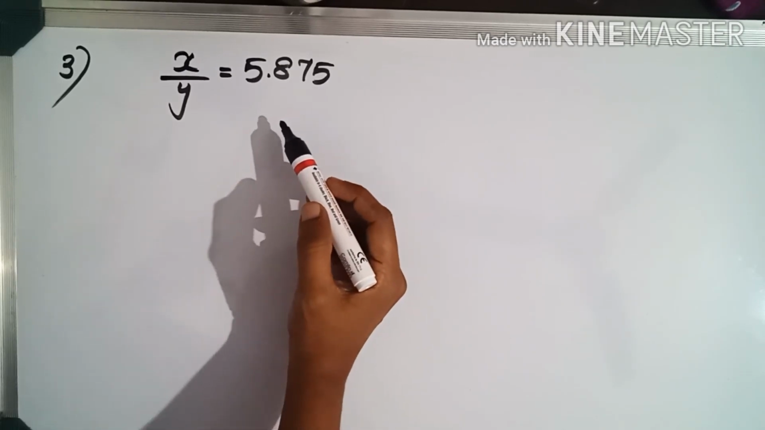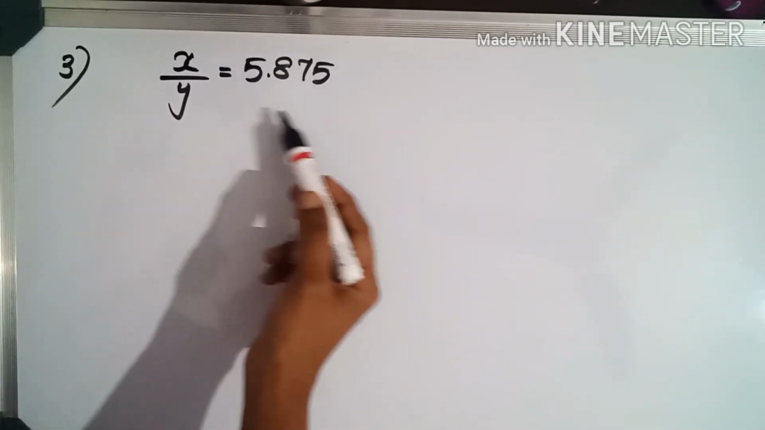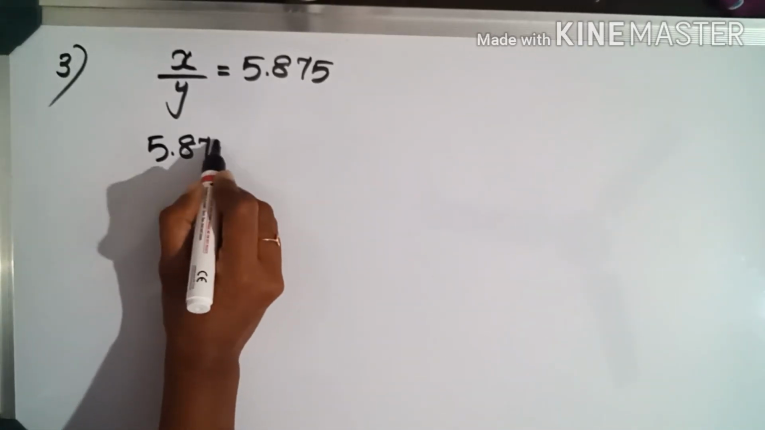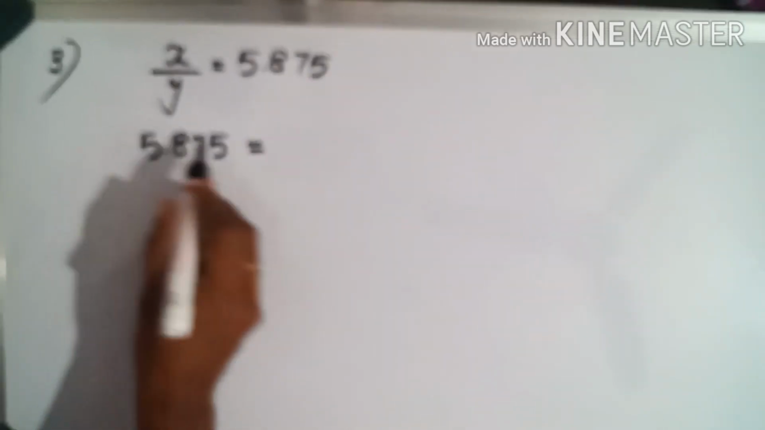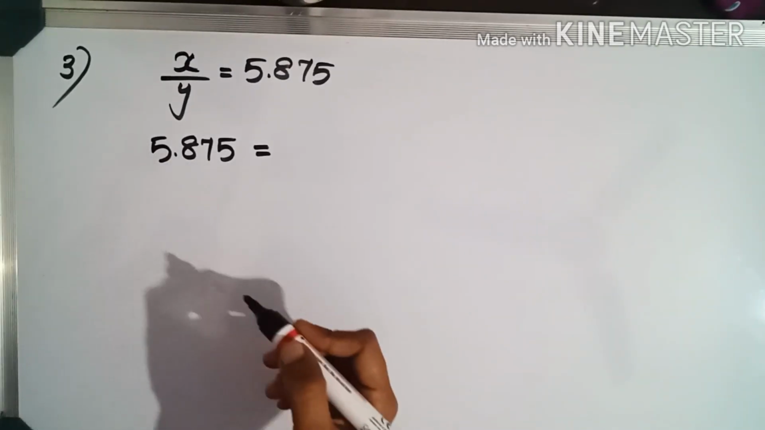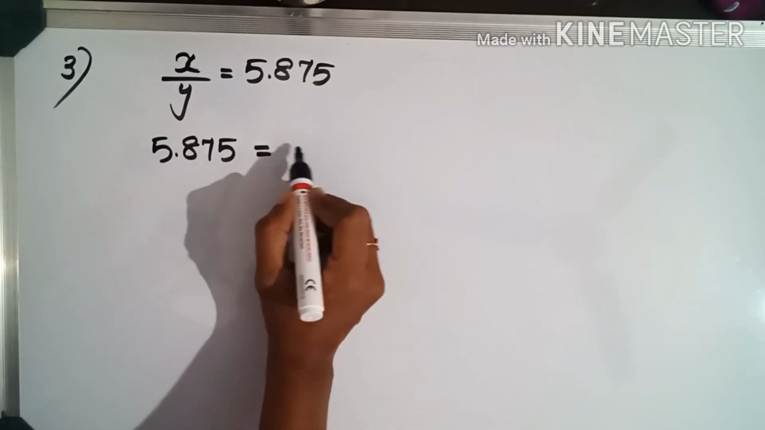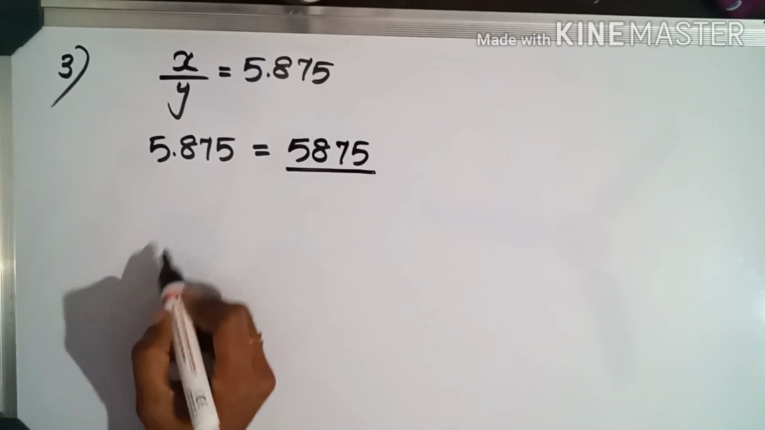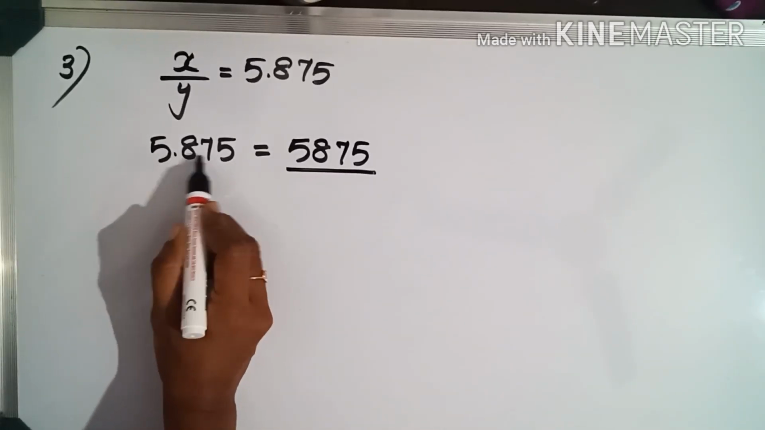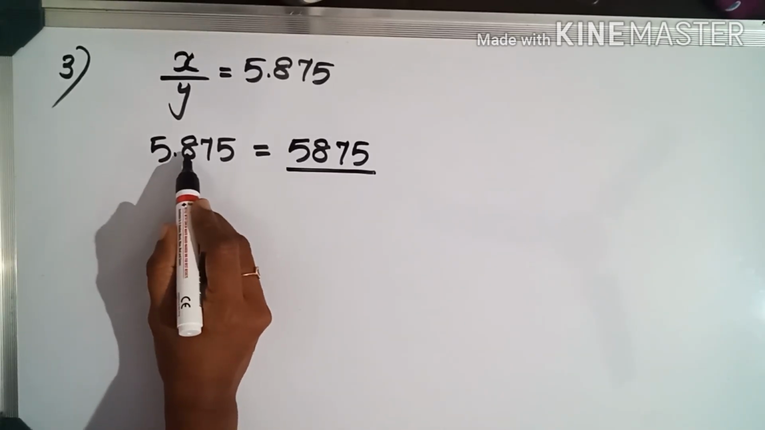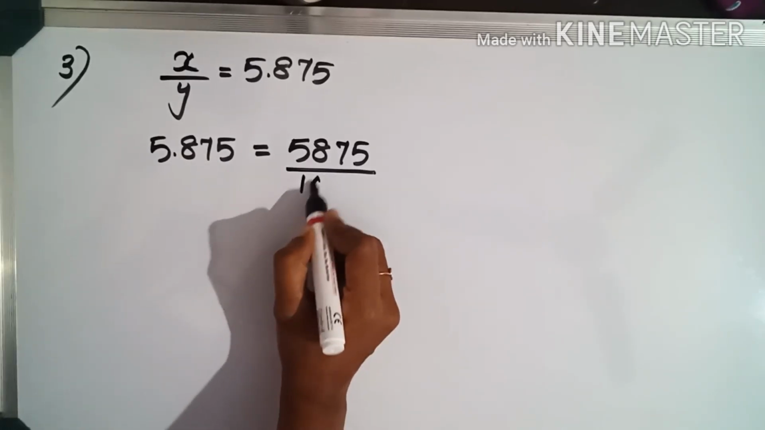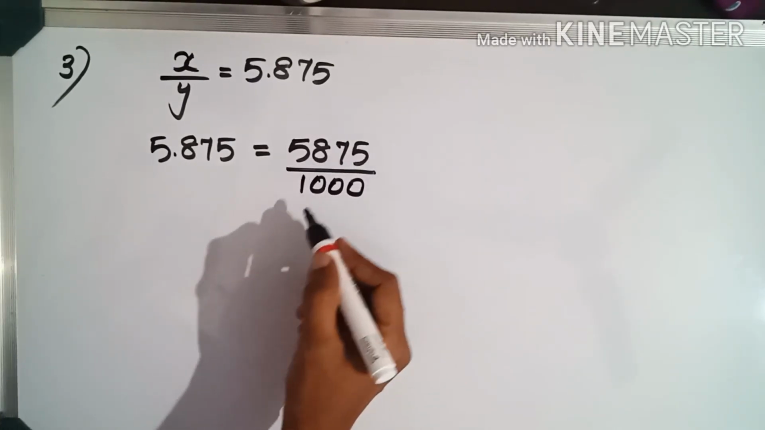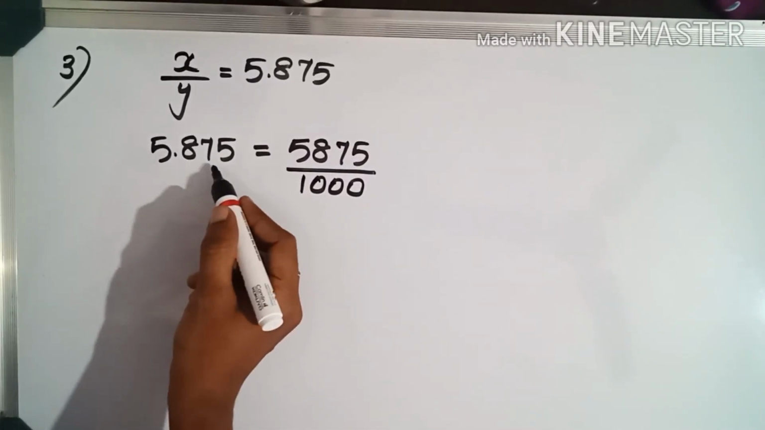In the first step, let's write this decimal form as a fraction. 5.875. We need to write this decimal as a fraction, which we already learned in the first class. First we write the number 5875 divided by 1 with as many zeros as there are digits after the decimal point. That is 1, 2, 3, so 1 with 3 zeros. So 5875 divided by 1000 is 5.875.